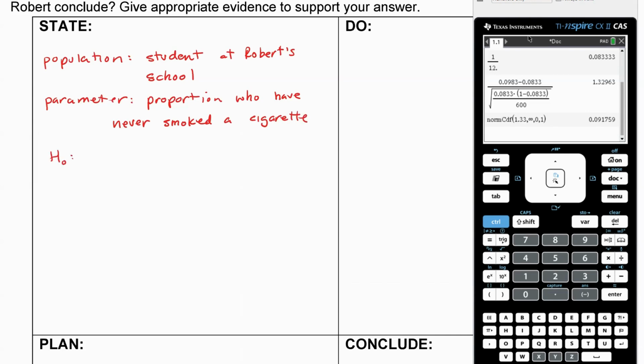Our H naught claim is a claim of no difference, that the proportion for Robert's school is the same as the national, but Robert isn't sure it's true. So for our HA claim, are they different? Could they be different bigger? Could they be different smaller? We don't know. And alpha value wasn't given, so we'll choose the standard alpha value of 0.05.